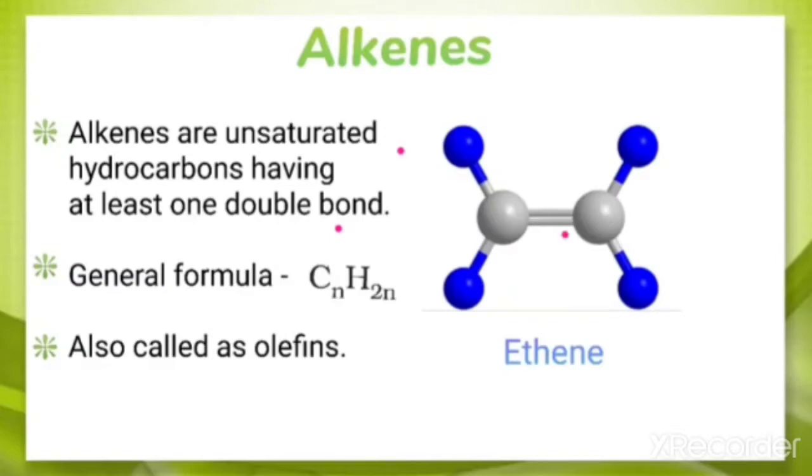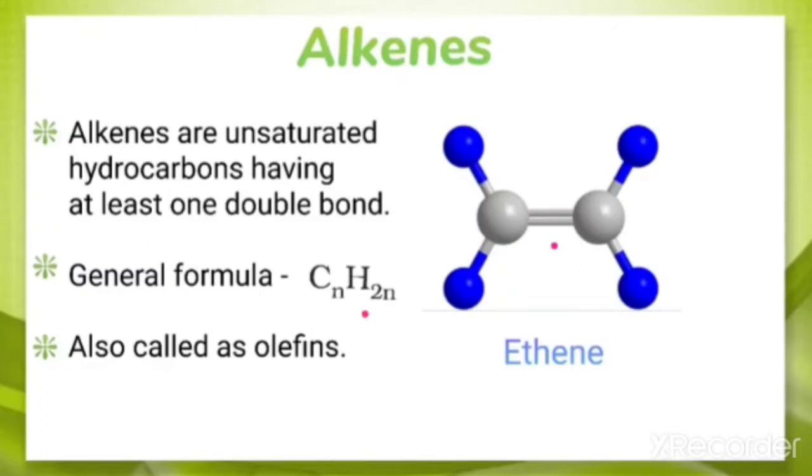You can see this is the structure for ethene. These two represent the carbon, and there is a double bond between the two carbon, and each carbon is attached to two hydrogen. This is the structure of ethene. So alkenes are those hydrocarbons which have at least one double bond. It should have at least one double bond, then it is called an alkene.